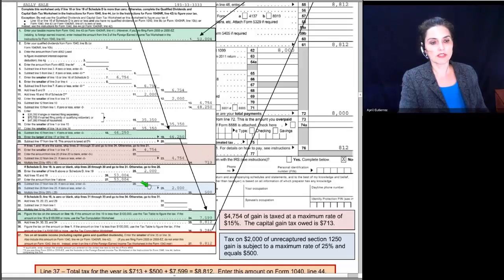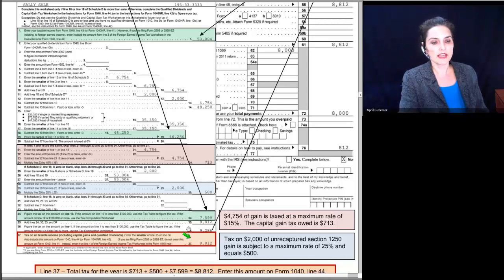Then in the blue box, we enter the $2,000 of capital gain that is due to a Section 1250 recovery, and we multiply that by the maximum rate of 25%, and we get $500. Finally, we take these numbers, $713, $500, $7,599. We add those up and we get $8,812.